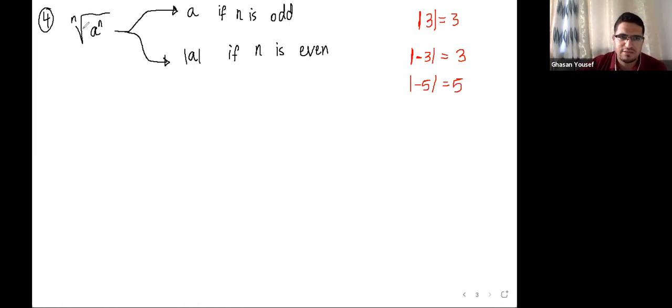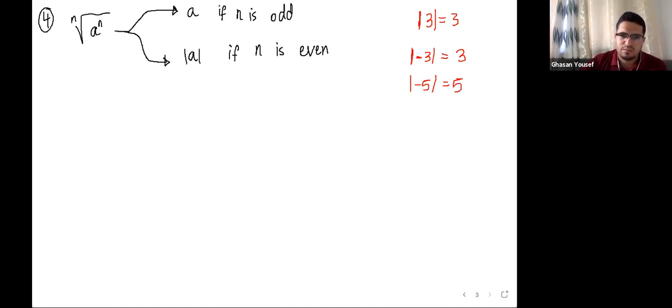The same thing applies here for radicals. We can cancel the radical with the root, with the power. If n is an odd number, the answer is A. But if n is even, the answer is the absolute value of A.